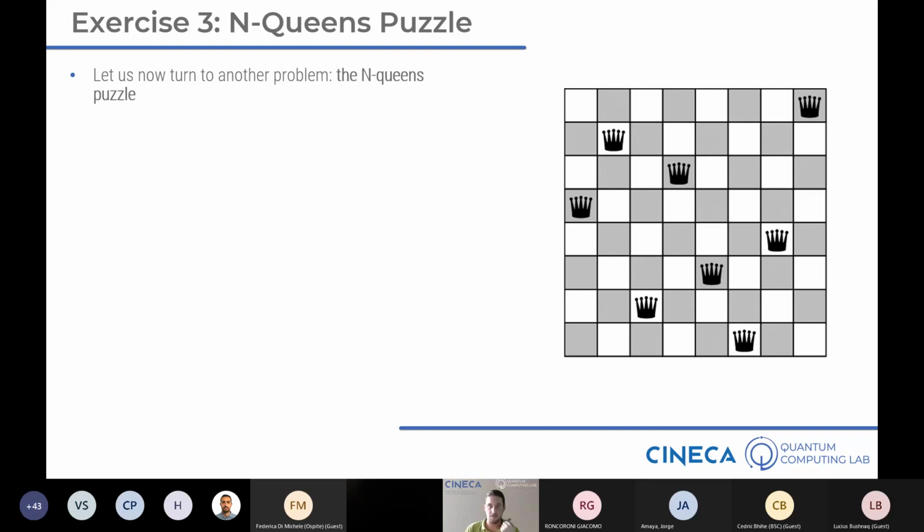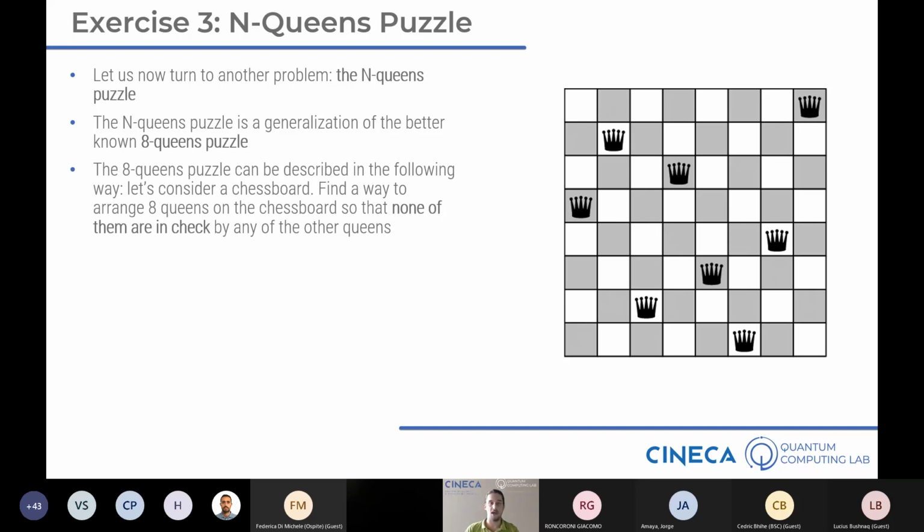Have you ever heard about it? It is a generalization of the better known 8-queens puzzle. The 8-queens puzzle is a puzzle that you can play on your own with a chessboard. And we have here a chessboard with 8 queens. You have to put these 8 queens on the chessboard in a way that none of them are in check by other queens. If somebody doesn't know how a queen can eat in a game of chess, a queen can always eat every other piece of the game when they are in the same row, in the same column, or in the same diagonal.